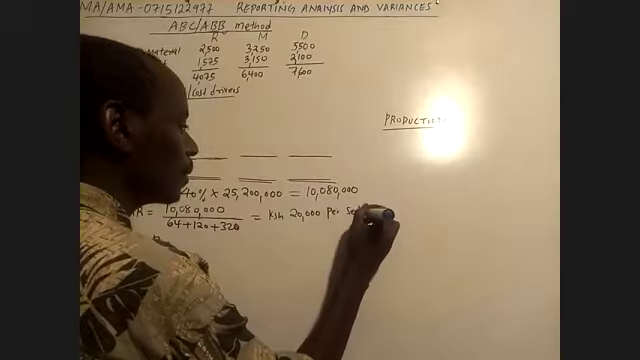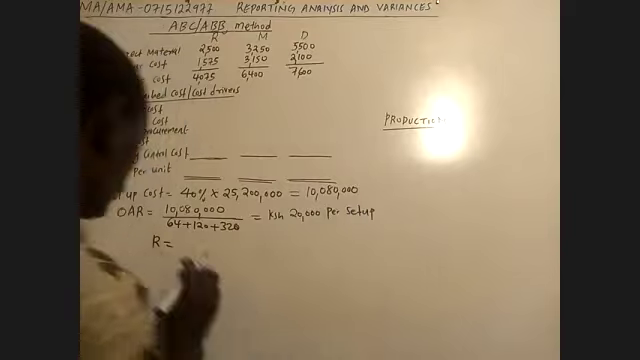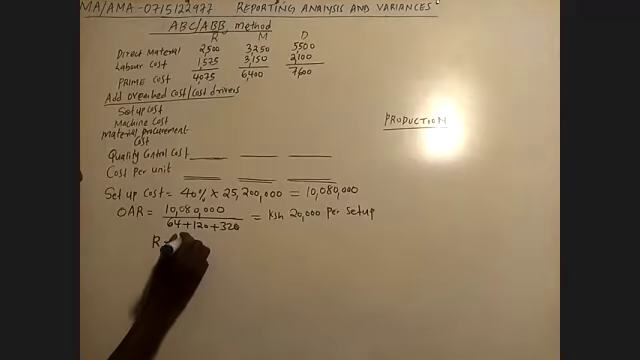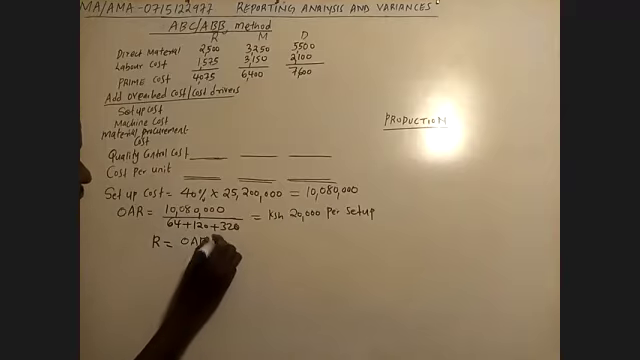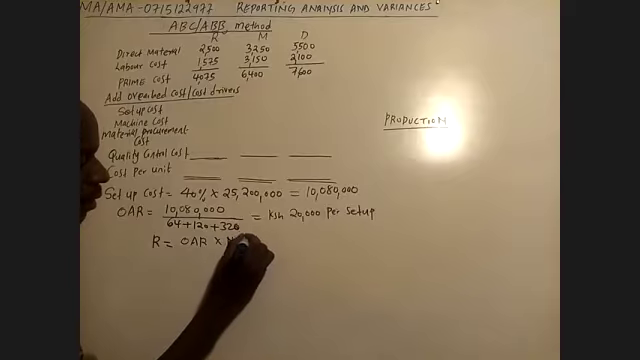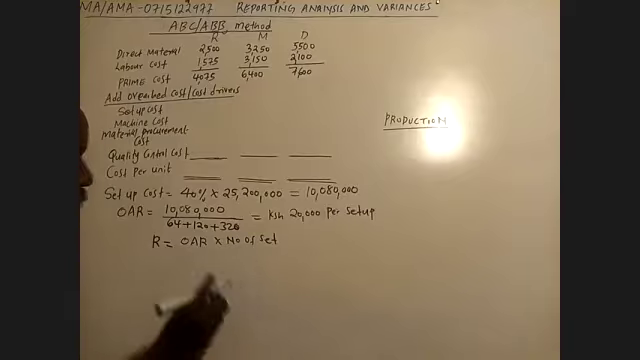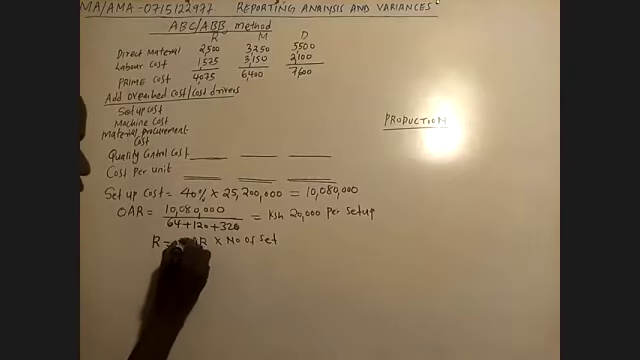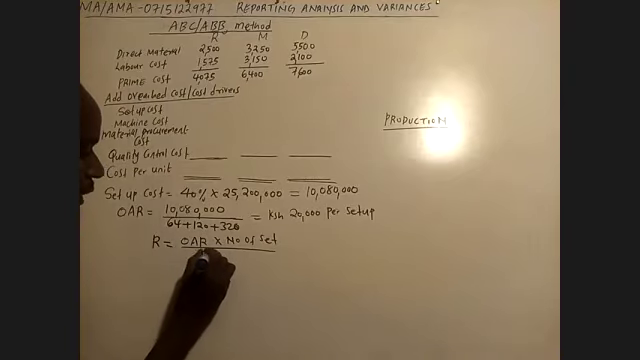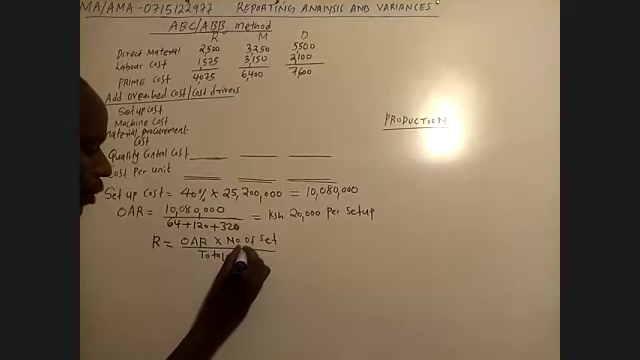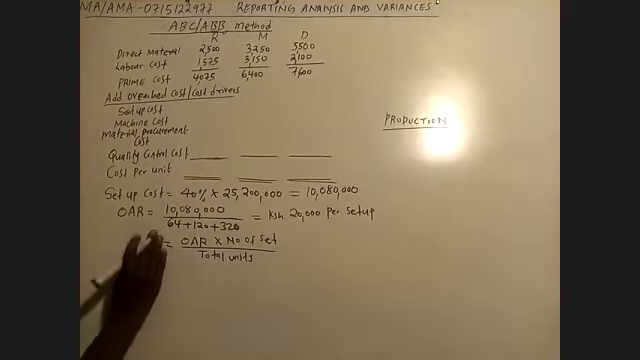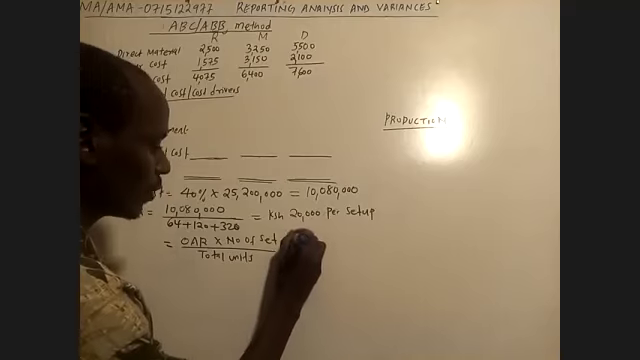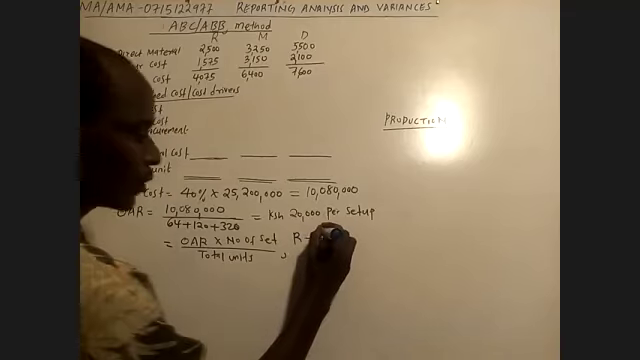Now, if you want to find for R, for example, what you do unachukua OAR, una multiply with the number of setup to get the total cost. But remember they want per unit. So we divide with the total units. So tunaanza na R hapo. Itakuwa ni 20,000.